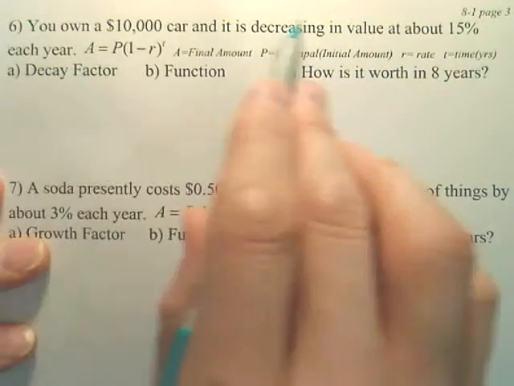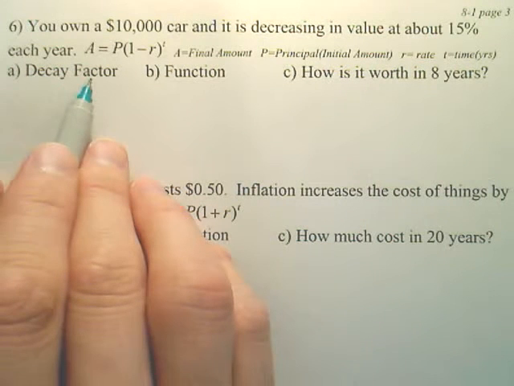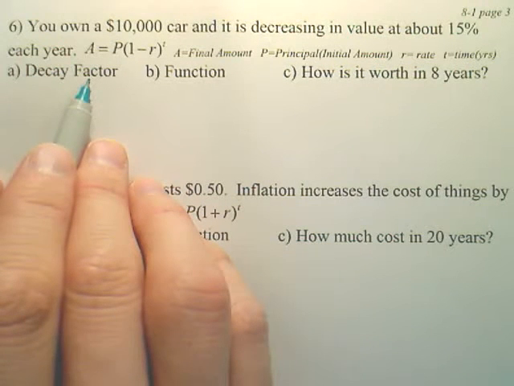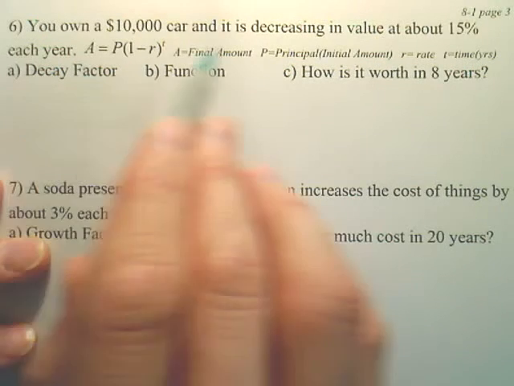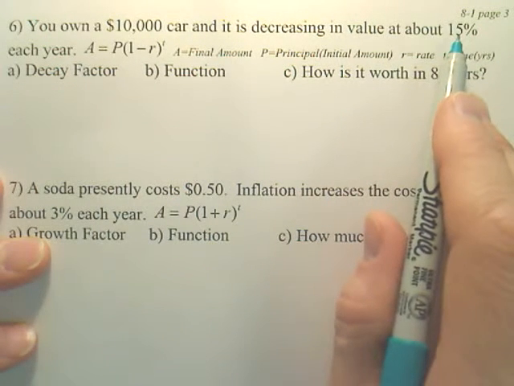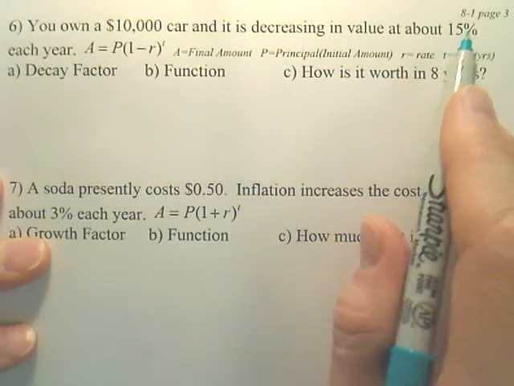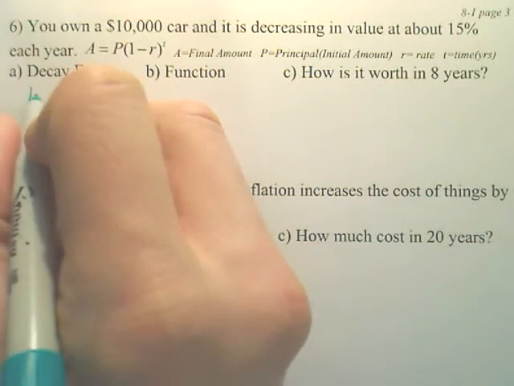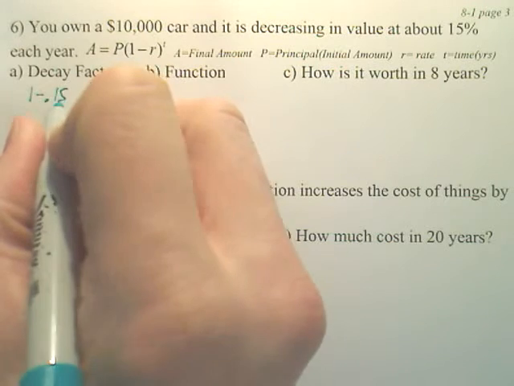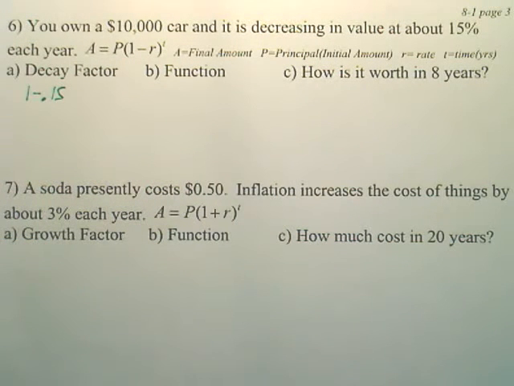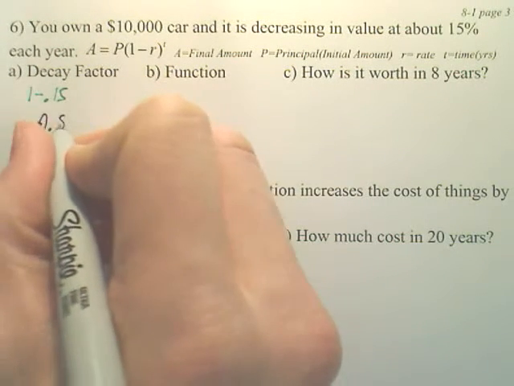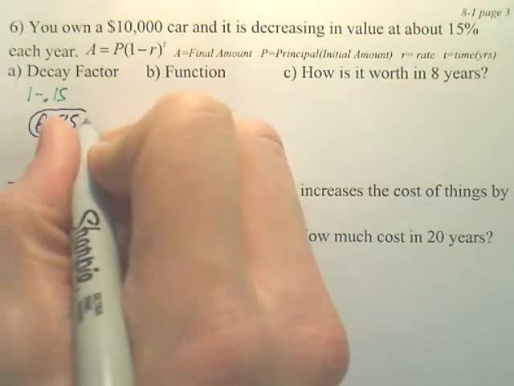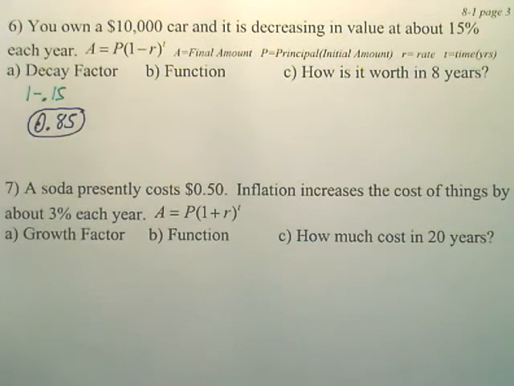So, looking at this, what's your decay factor? Now, our rate, what's our rate of decay? 15%, but what's our decay factor? Our decay factor is 1 minus 0.15. You have to consider that. Decay factor is 1 minus 0.15, so our decay factor is 0.85. That is my decay factor.